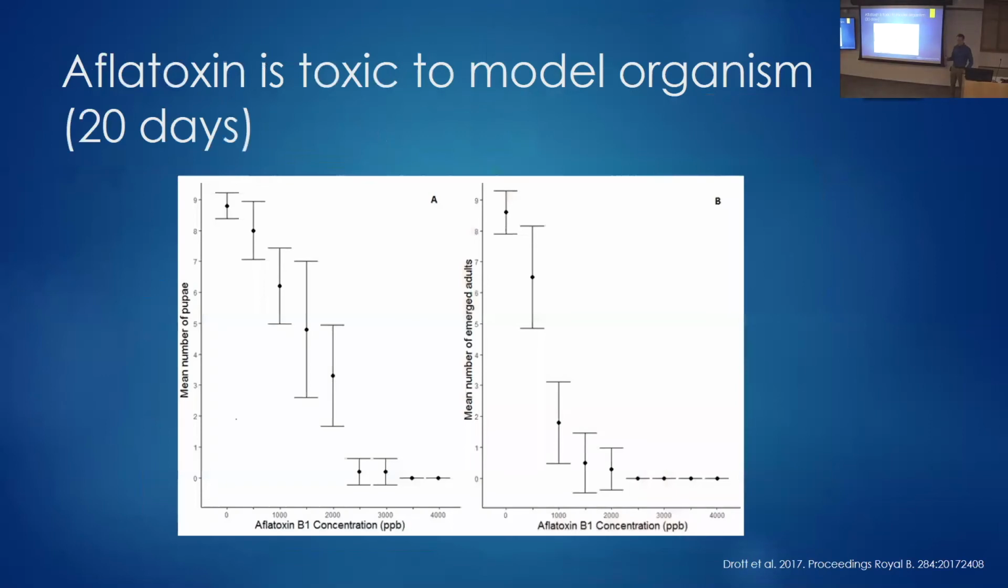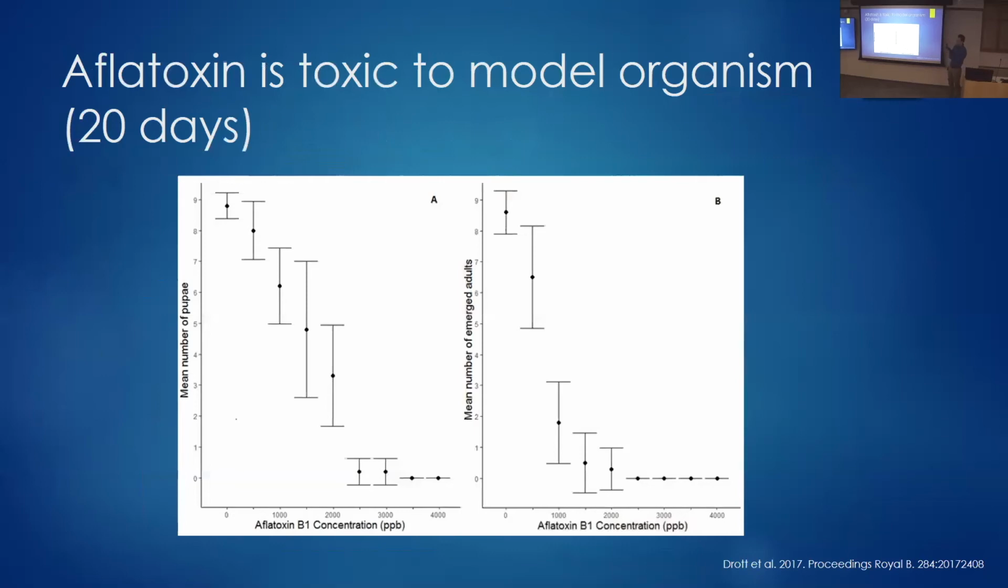So the first thing we need to figure out is: is aflatoxin toxic to our model organism? Over the course of 20 days, we raised Drosophila larvae on food containing increasing amounts of aflatoxin, and then we looked at the number of larvae that pupated and the number that emerged as adults. The takeaway is, yes: as aflatoxin concentration increases, the number that pupate and the number that emerge as adults goes way down. So aflatoxin is toxic to our model organism.